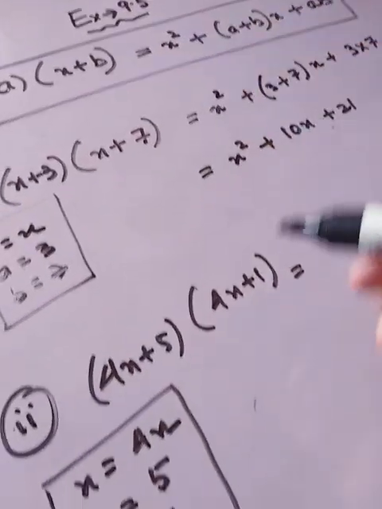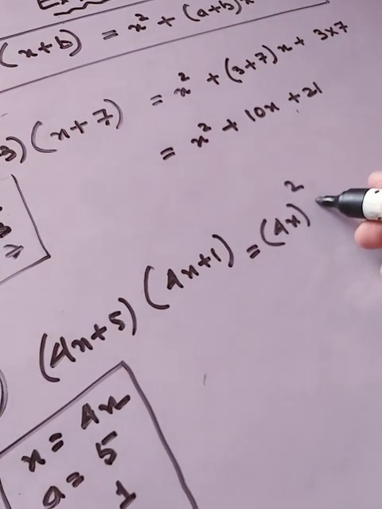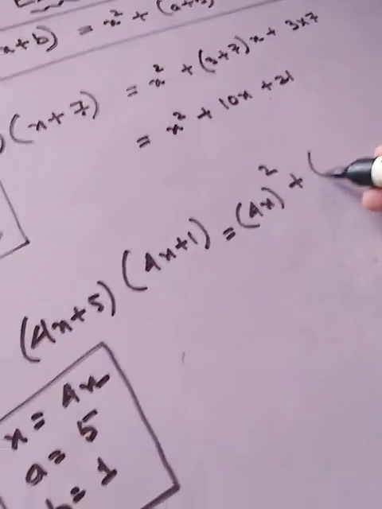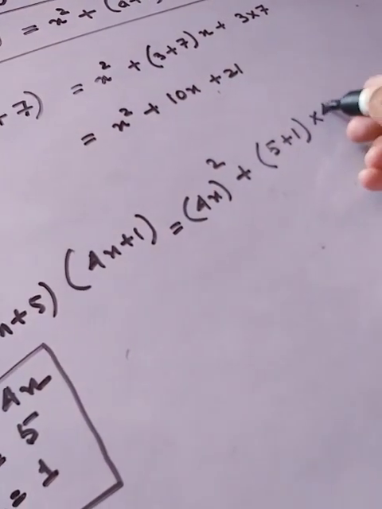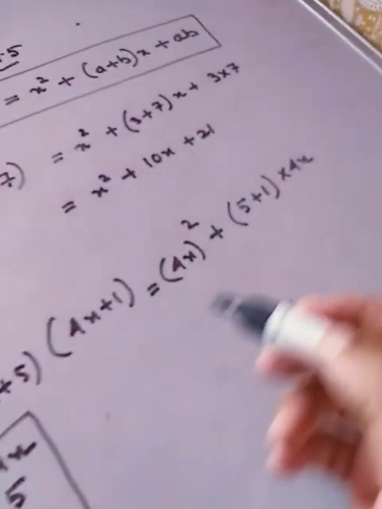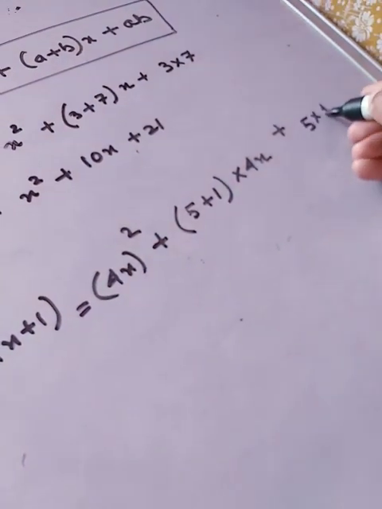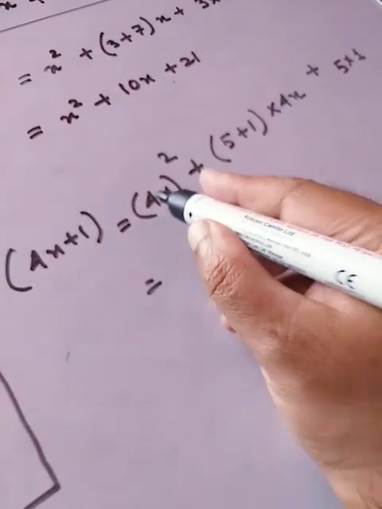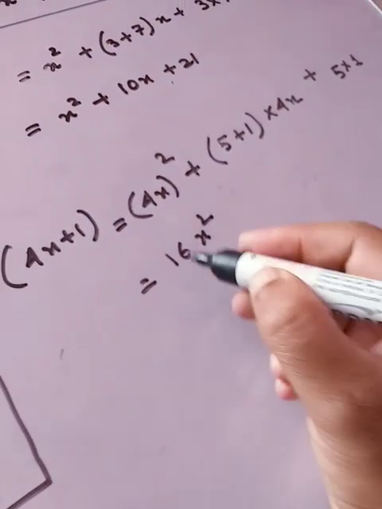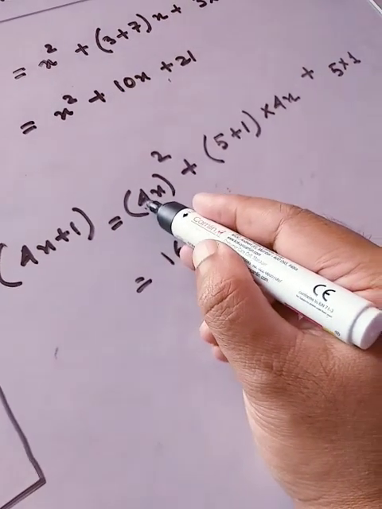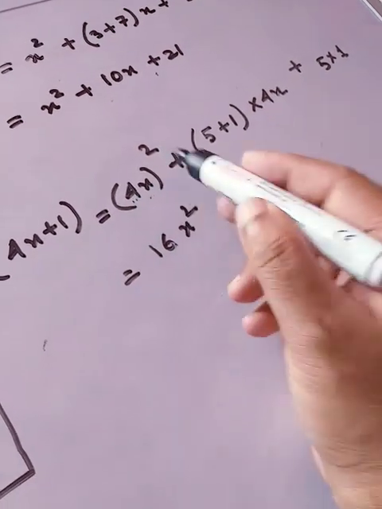Now what is the formula? X square. X square means 4x whole square. Now this is x square plus (a plus b). What is a? 5. What is b? 1, into 4x, because in place of x it is 4x, plus ab. Ab means 5 into 1. So (4x) square means 4 square, that is 16. 4 4s are 16. X square is x square. Every number, every variable you have to make it square. So square of 4 is 16 and square of x is x square.